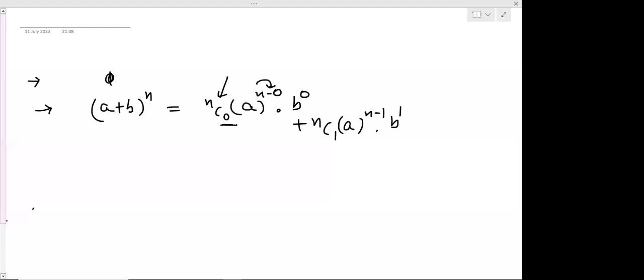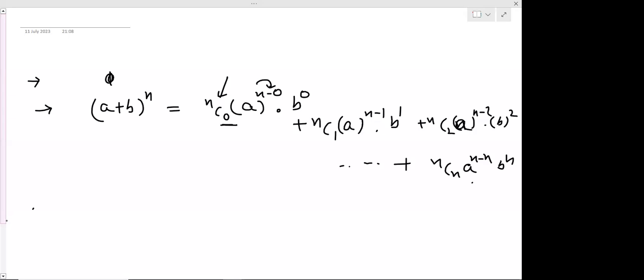Okay. So next term, what will happen to next term? nC2, a raised to n minus 2, and b to the power 2. And the last term will be nCn, a raised to n minus n, b to the power n. So this is actually a to the power 0.